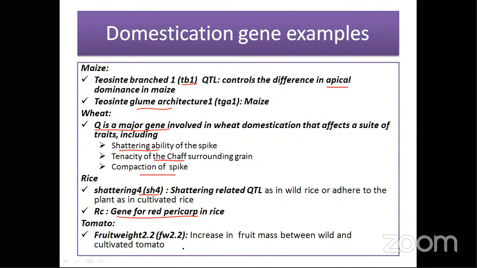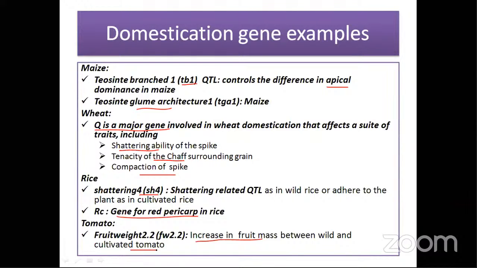In the case of tomato, you can see the fruit weight gene that led to increased fruit mass in the cultivated tomato. I forgot to put the picture over here. If you see the previous wild species of tomato, you can find that the fruits are very small.